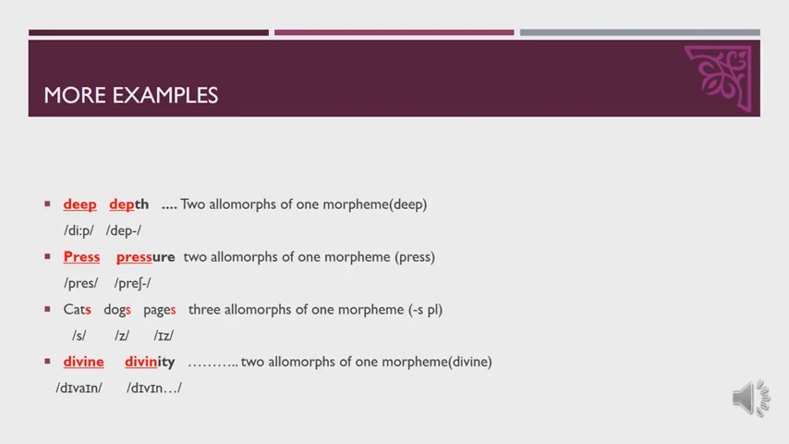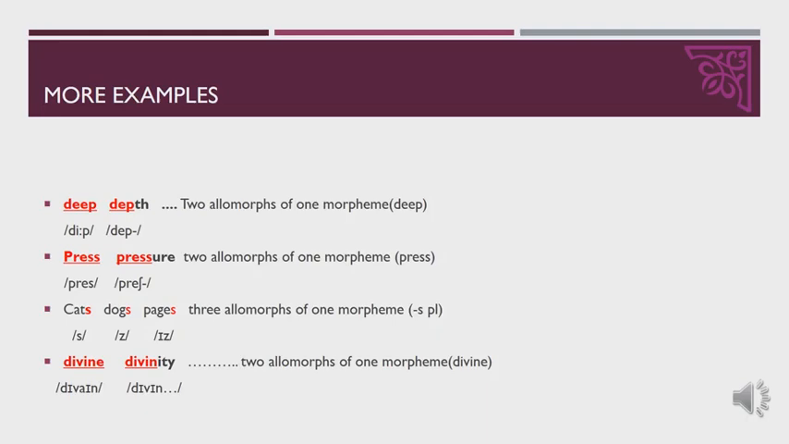Let's have more examples about allomorphs. Deep. Deep is a morpheme. It is a free morpheme. It is an adjective. D-double-E-P. This is the morpheme. When we pronounce it as deep, as shown below, this is the allomorph. The pronunciation of the morpheme is the allomorph of this morpheme. So, the allomorph is deep, the spoken form, and the written form is the morpheme.